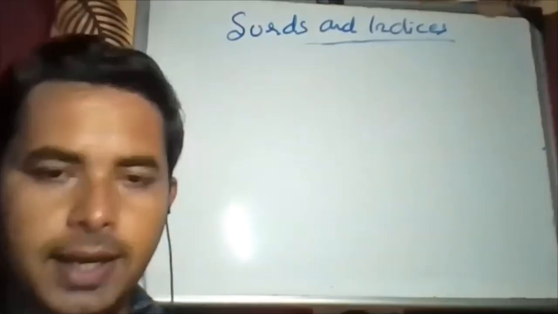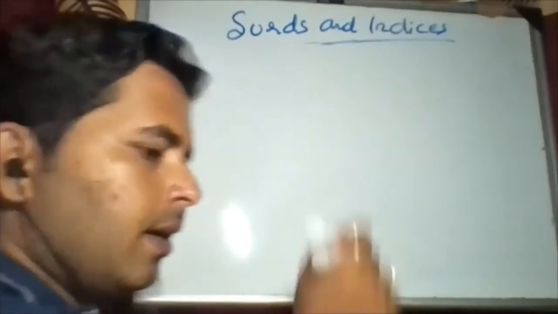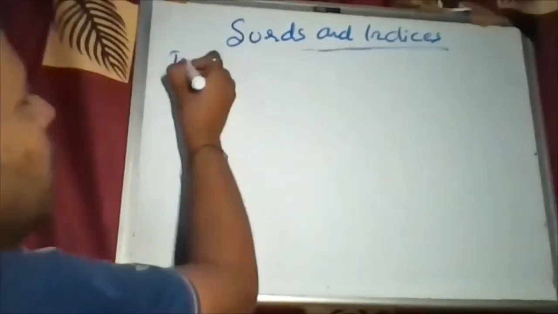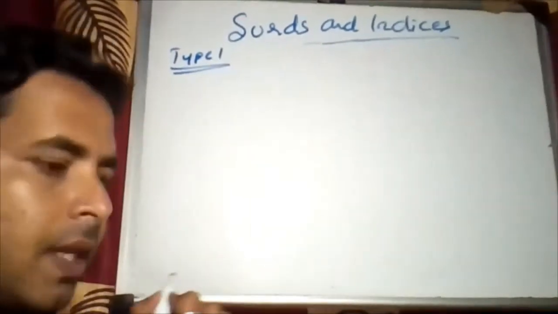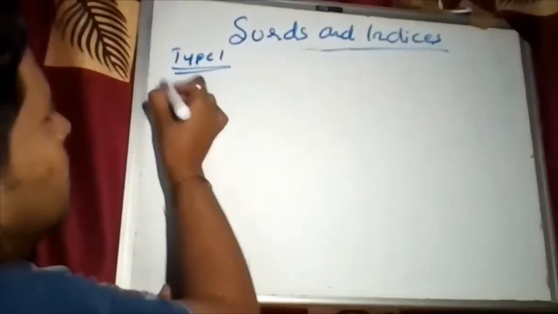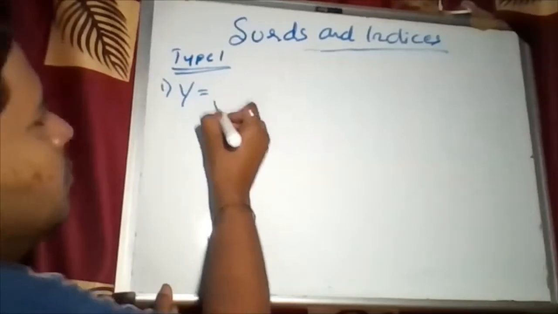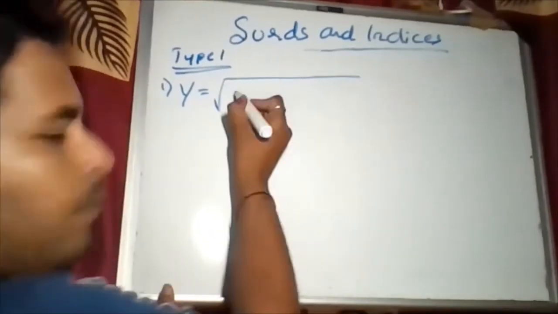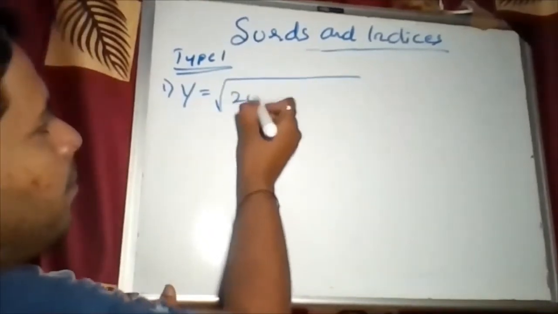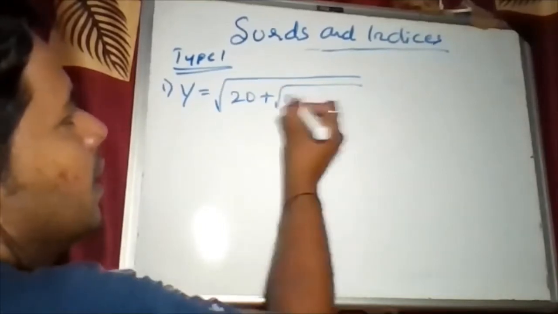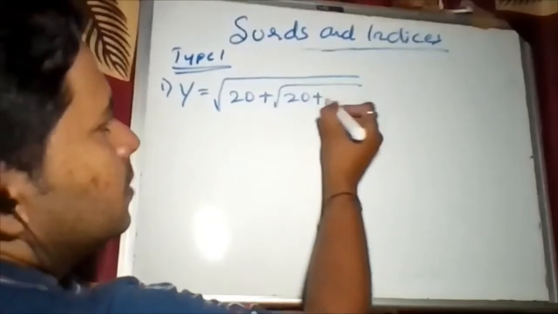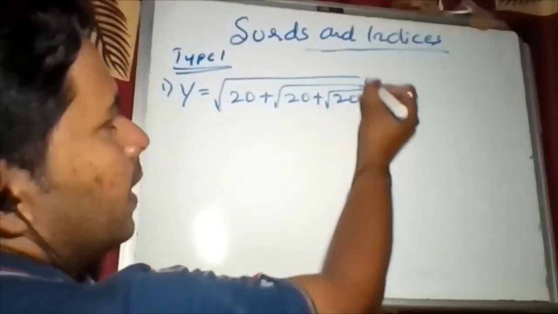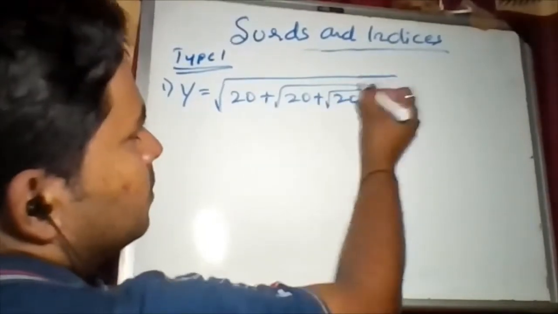Okay, I'll take one question now, under type 1. Question is y equal to 20 plus square root of 20 plus, again under the square root of 20. Okay, just move this.